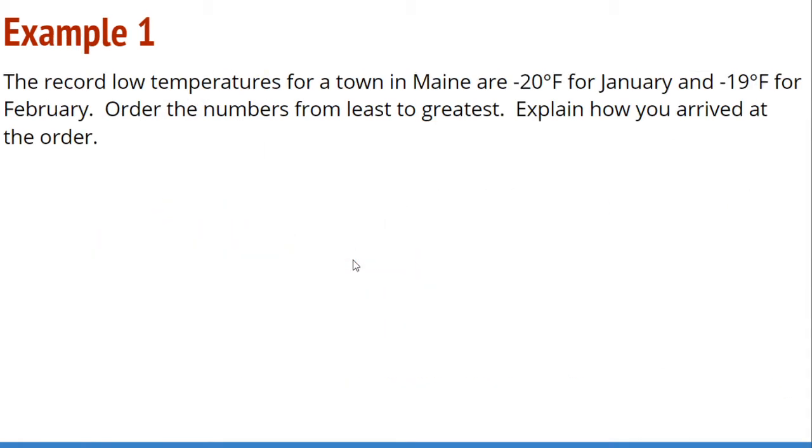So the record low temperatures for a town in Maine are negative 21 degrees Fahrenheit for January and negative 19 degrees Fahrenheit for February. Those are cold. So we're going to order the numbers from least to greatest, and we're going to explain how we came up with that order. Now these are negative numbers. I want to look at their opposites here for a second. The opposite of negative 21 would be 21, and the opposite of negative 19 is 19.